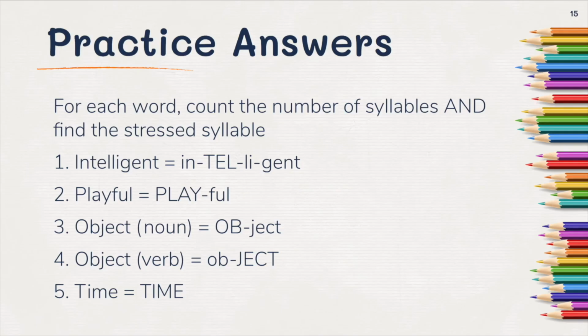All right, and here are our answers. Intelligent is a 4-syllable word, and the second syllable is stressed. Playful is a 2-syllable word, and the first syllable is stressed. Like I said earlier, for most 2-syllable nouns, the first syllable will be stressed, and for most 2-syllable verbs, the second syllable will be stressed. And finally, time is a 1-syllable word, so you stress the whole thing.